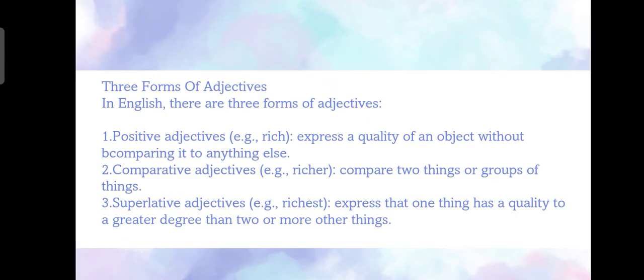So here are the three forms of adjectives. In English, there are three forms of adjectives. Firstly, positive adjectives. The example, rich, expresses a quality of an object without comparing it to anything else. Secondly, comparative adjectives. Example, richer, compares things or groups of things. Thirdly, superlative adjectives. The example, richest, expresses that one thing has a quality to a greater degree than two or more other things.